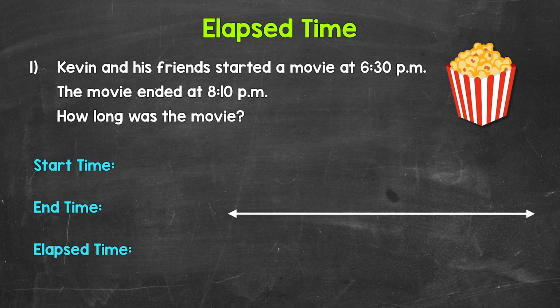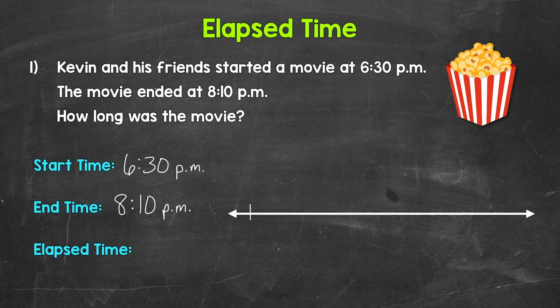Now, when it comes to elapsed time, we always have a start time, an end time, and then the elapsed time. Depending on the situation, we may need to figure out the start time, end time, or elapsed time. Here, we are given the start time, 6:30 p.m. We're also given the end time, 8:10 p.m. We need to figure out the elapsed time, how long the movie was. Let's use the number line to help us figure this out.